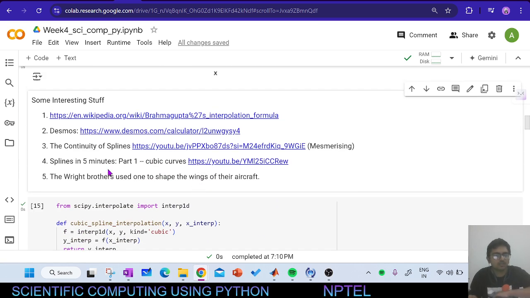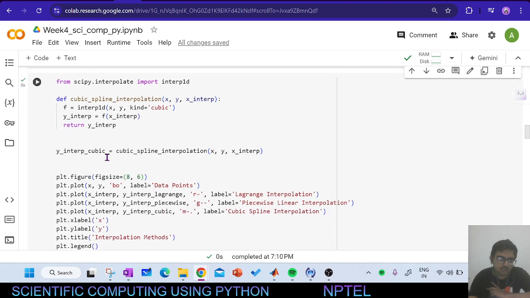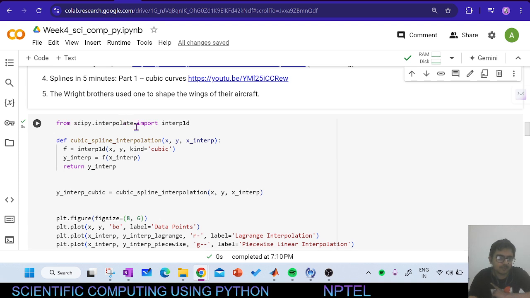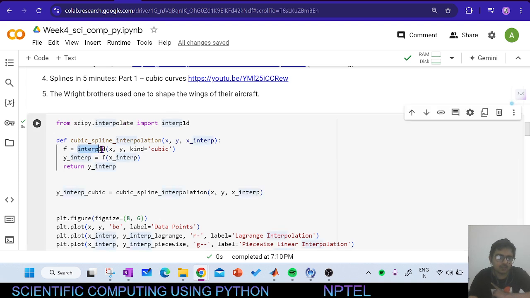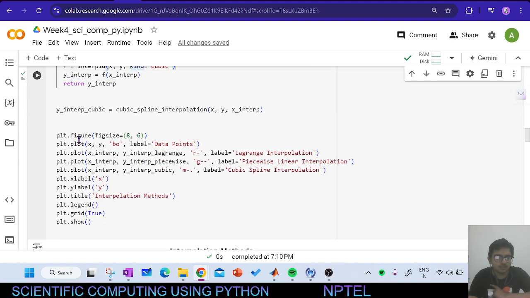Okay, so that is splines, and in fact, cubic spline is also there in SciPy, and the function is interp1d(x, y), and then you have to tell it that kind is cubic. So cubic is the one that was discussed in the class. Okay, so rest of them is the same. So let's just compare.